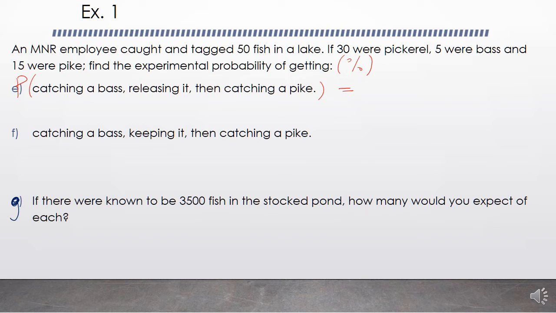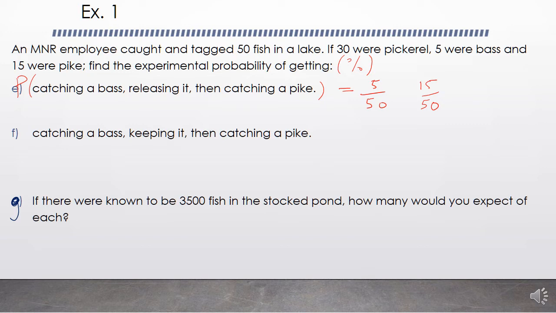So there's actually two things that are happening here. What's the probability that you pick out a bass? 5 out of 50. It says you release this, you put it back. Then catching a pike. How many are pike? 15. And since you put the bass back, there were still 50 fish.